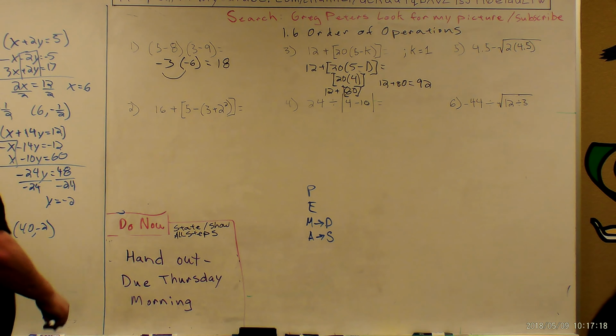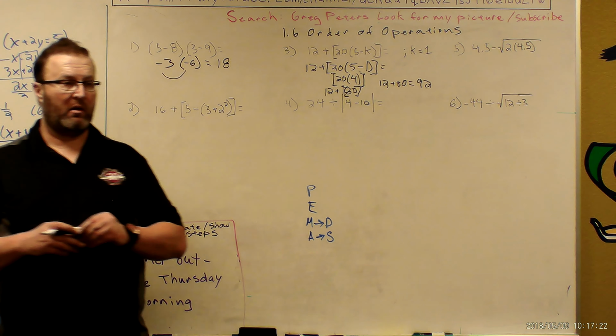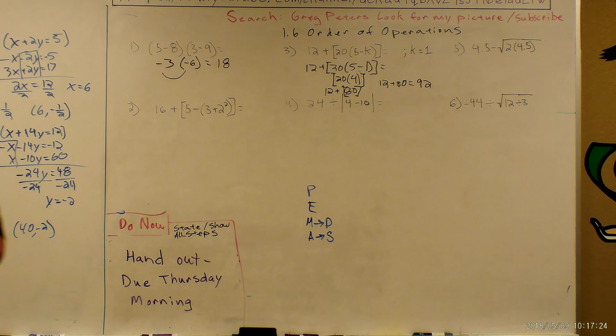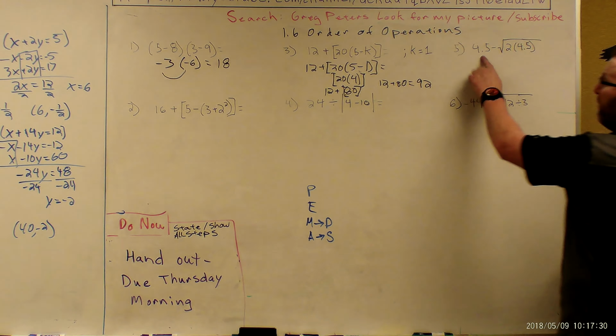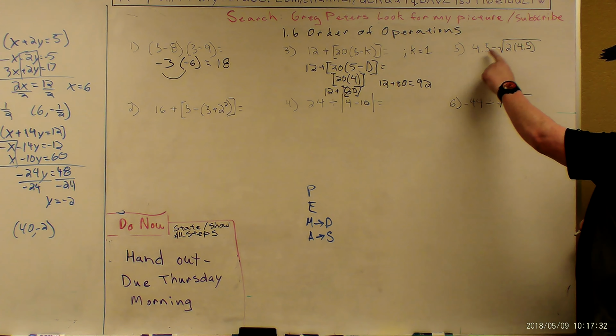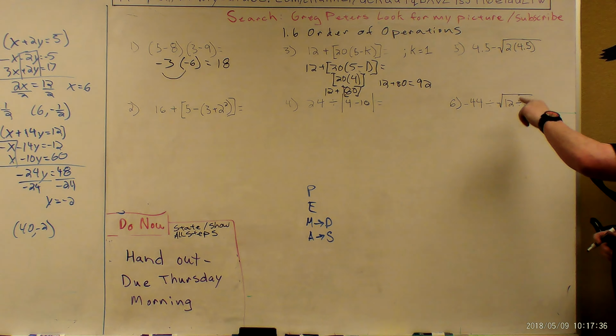Okay, let's go to the next one. How do we start with this problem? Well, no, because there's nothing to do here. By the way, this is a decimal. This is 4.5 minus the square root of 2, then in parentheses 4.5.